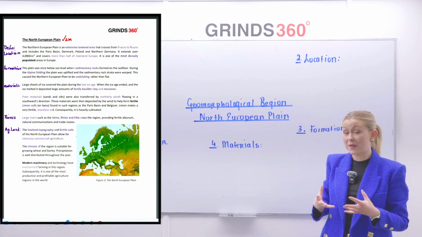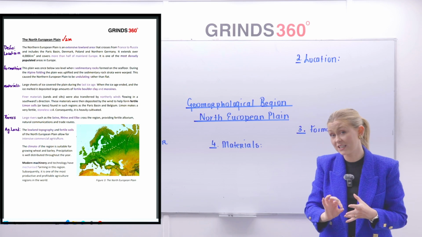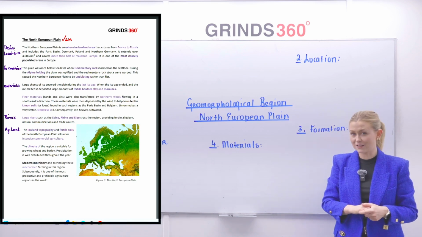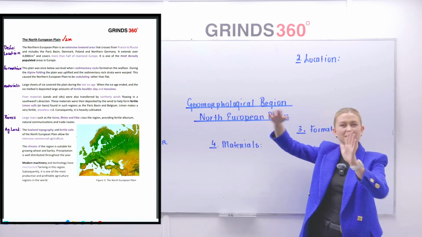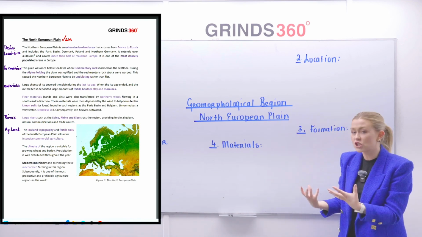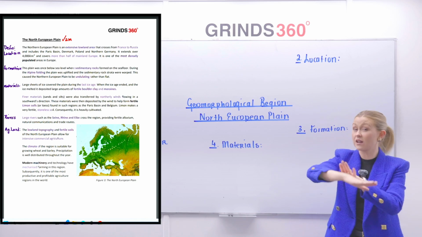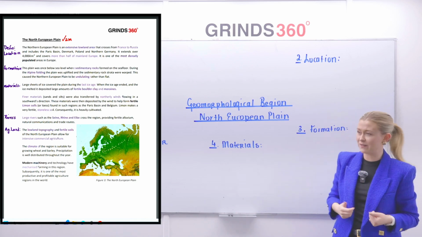This caused the North European plain to be, highlight the word, undulating, rather than flat. Now, beside the word undulating, when you write down the word tilting, it kind of goes like this shape. It's like a syncline, but it's when something undulates, it slightly tilts. So it's not entirely flat, but it's quite flat.